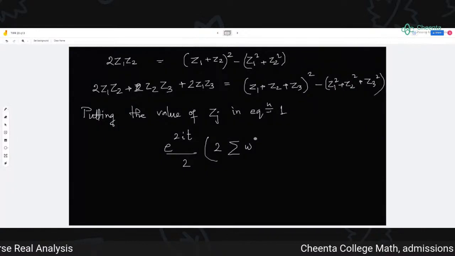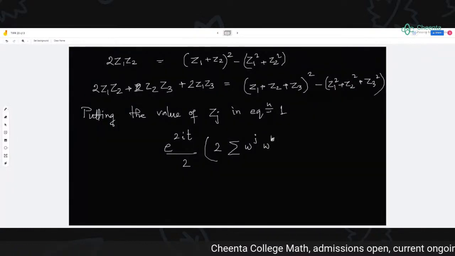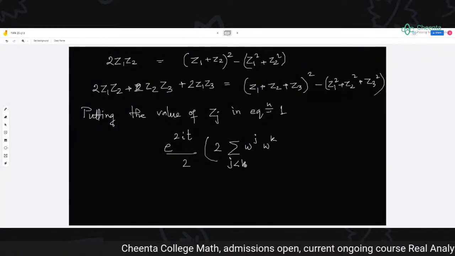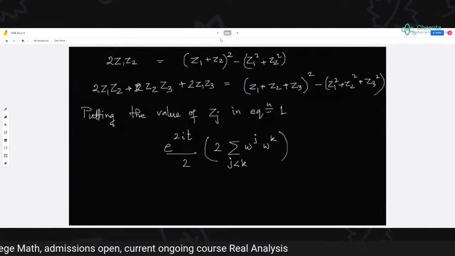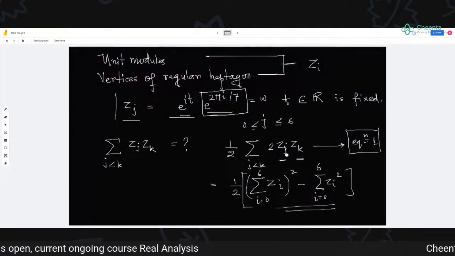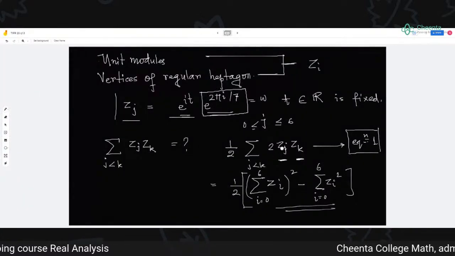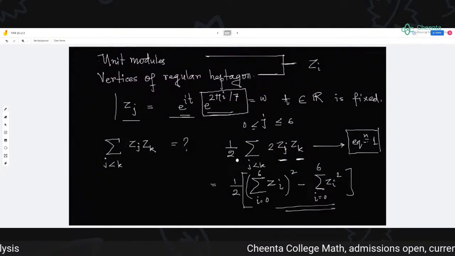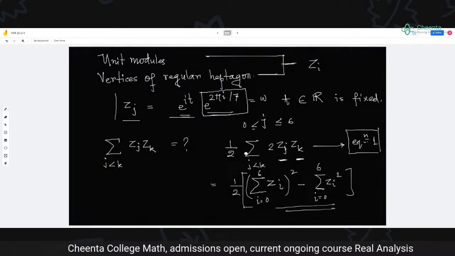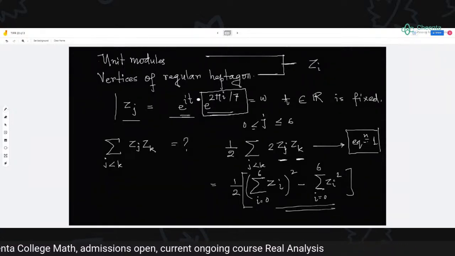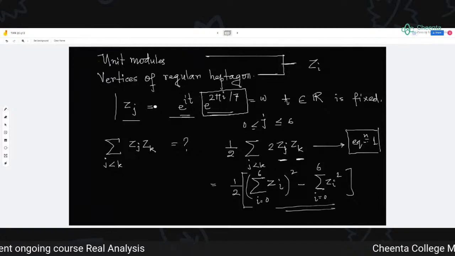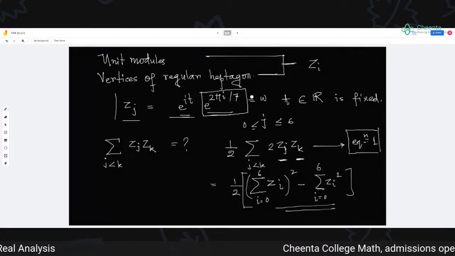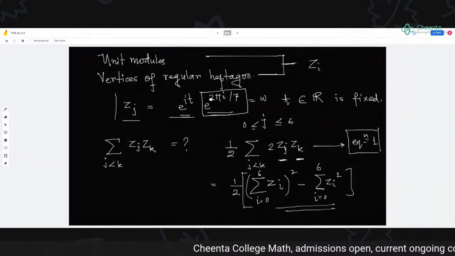So then omega to the power j, omega to the power k for j less than k. This is what will happen if you just put down the zj's value. If you put down the zj's value here and here, then they are practically e to the power i t into omega to the power j. Of course, since we are taking zj, there's a small typo that I have made here. Sorry for that. So it's basically like this.